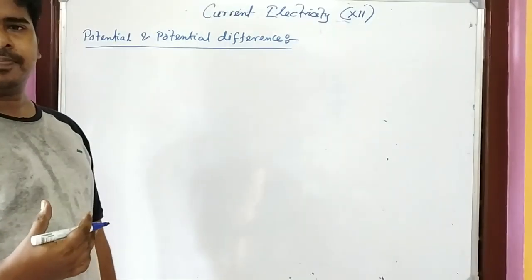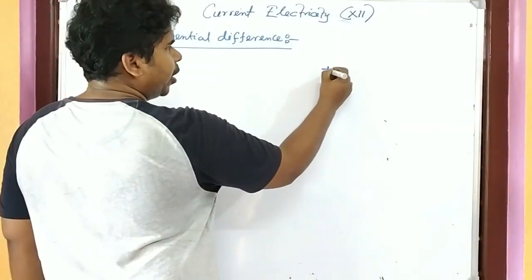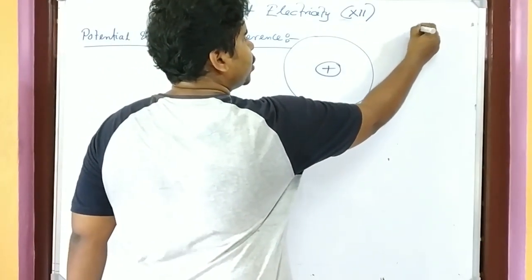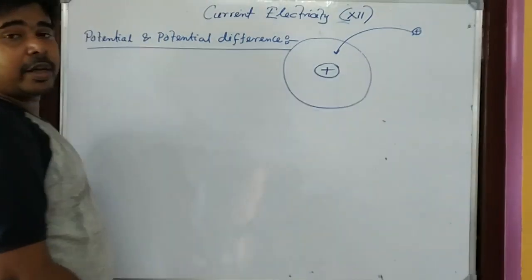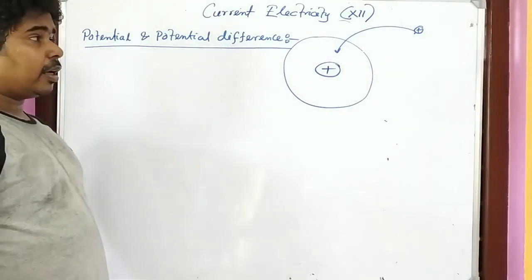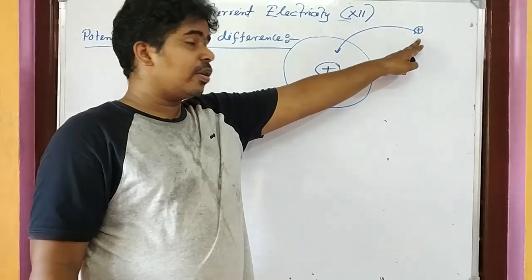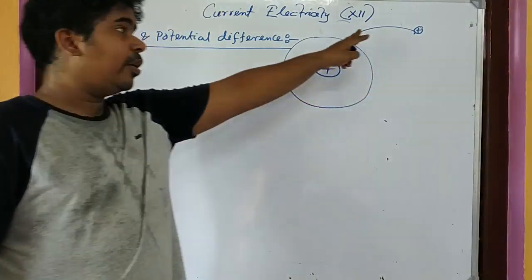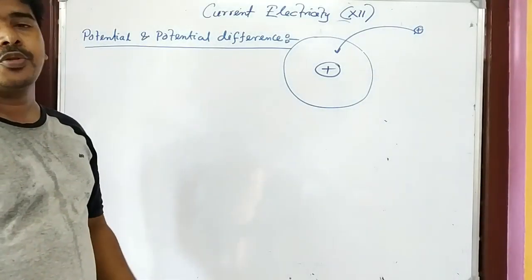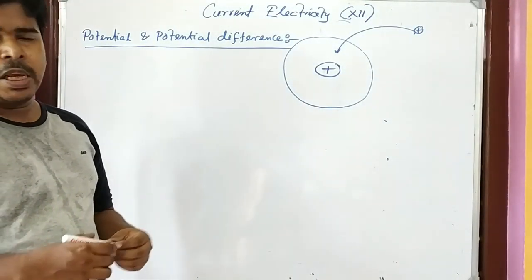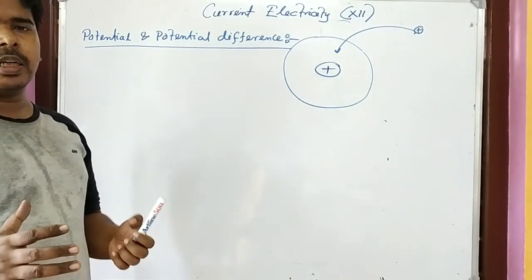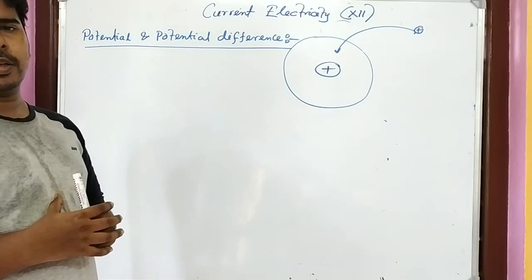I think you have learned now that if I am taking a positive charge at one point and I have taken another positive charge from infinity to that point, how much work we have to do, right? So to take a unit positive charge from infinity to a point in an electric field, the work that has to be done is known as potential. So definitely by this way, in a conductor, the potential is created.